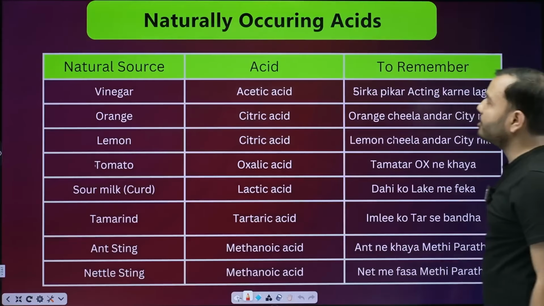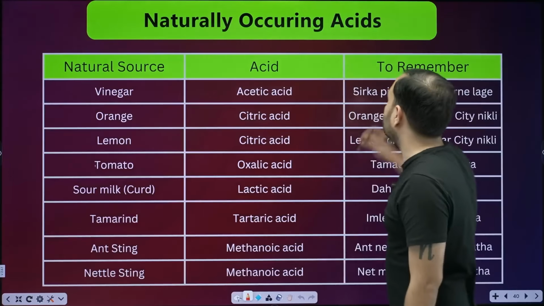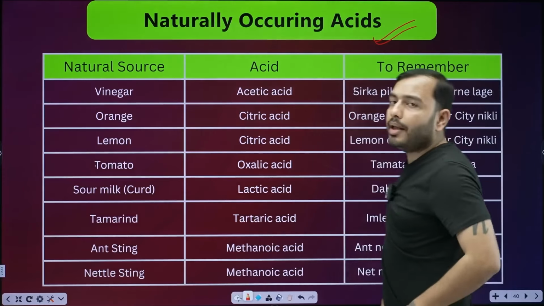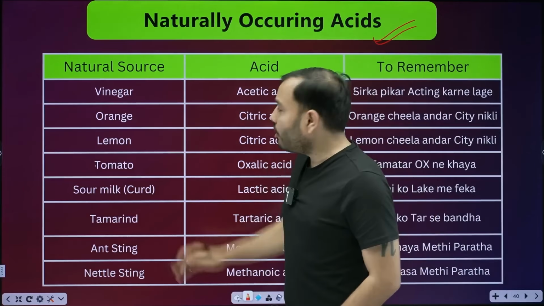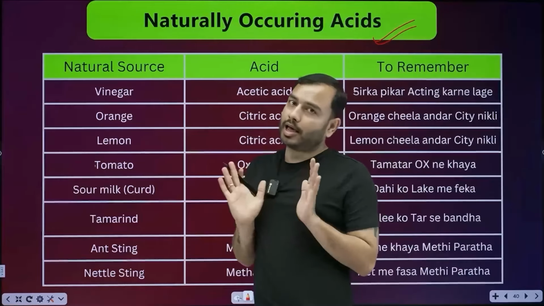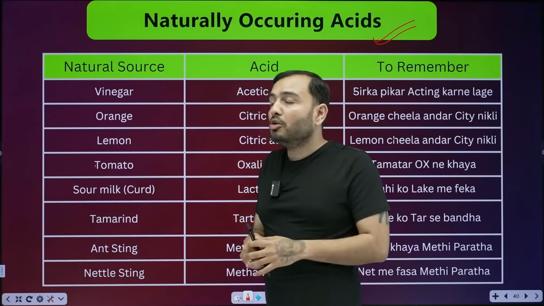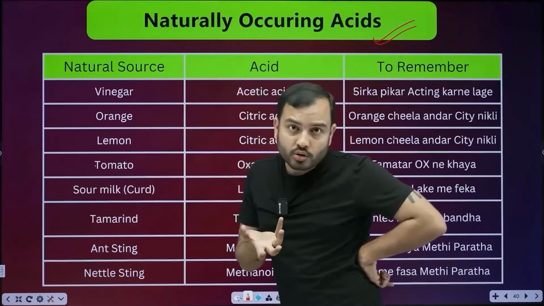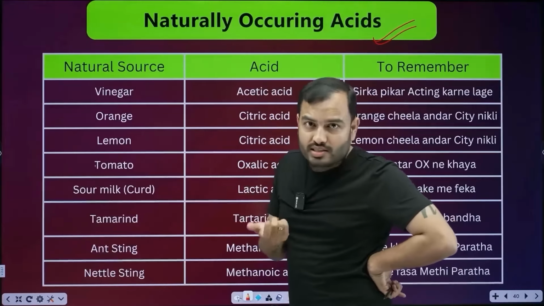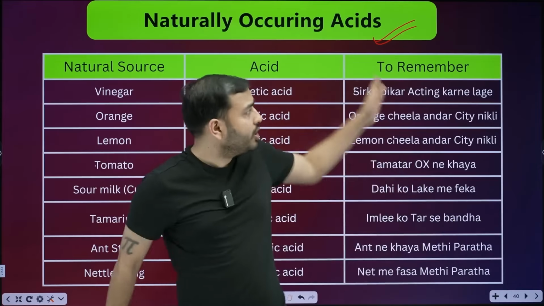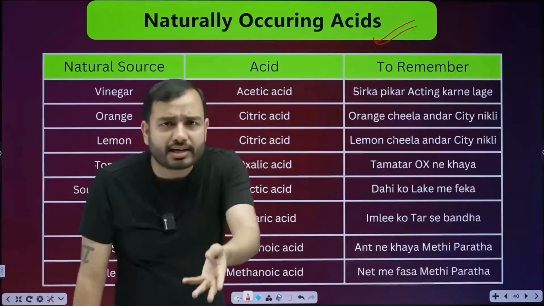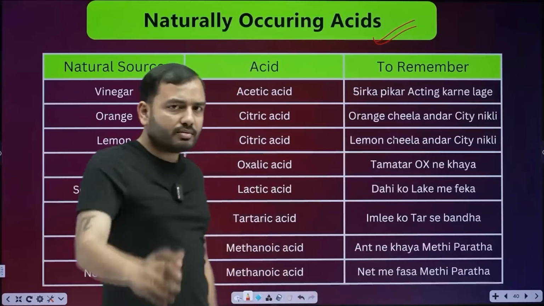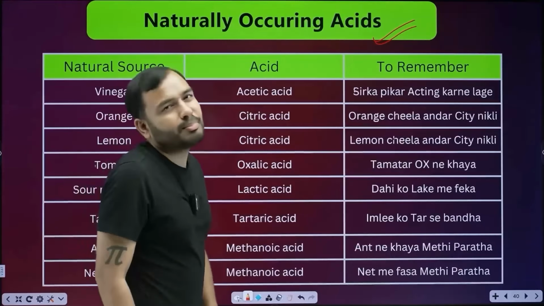Come. Naturally occurring acids. They ask it directly in the exam: tell the source of an acid. These are the things that you have to memorize. There is no other way, because someone will ask which acid is in lemon, which acid is in tomato, which acid there is when an ant bites. You have to cram it. That's why I have made some mnemonic codes for it. If you like it, it's good. If you don't like it, say so in the comments. Mention if you like it.